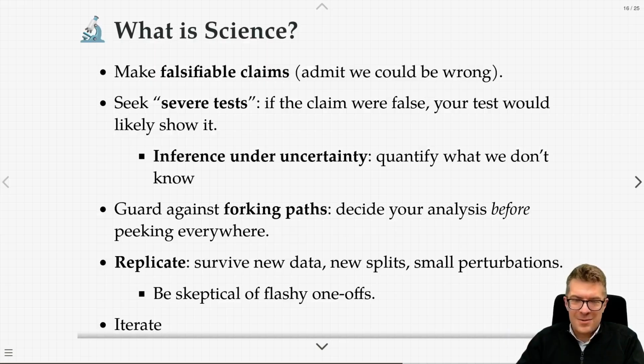Again, not to sound like a broken record, if you know what that is. We want to be able to make falsifiable claims because this is fundamental to the scientific process. How we'll do this is by seeking what we call severe tests. This sounds more severe than it is, but basically all this means is that, if the claim we're making is false, how likely would it be that the test we have at our disposal would show that it's false? Okay.